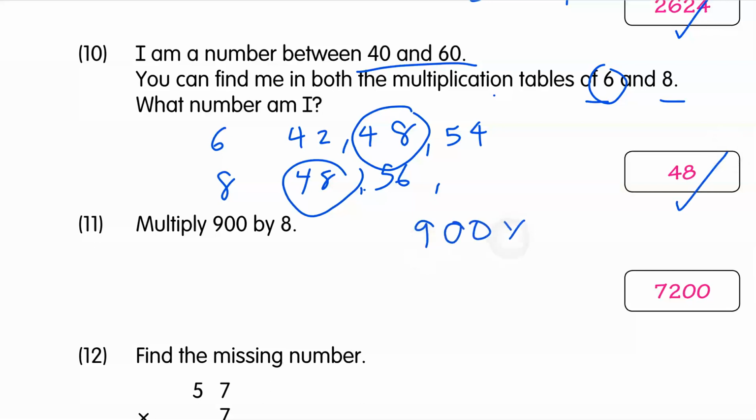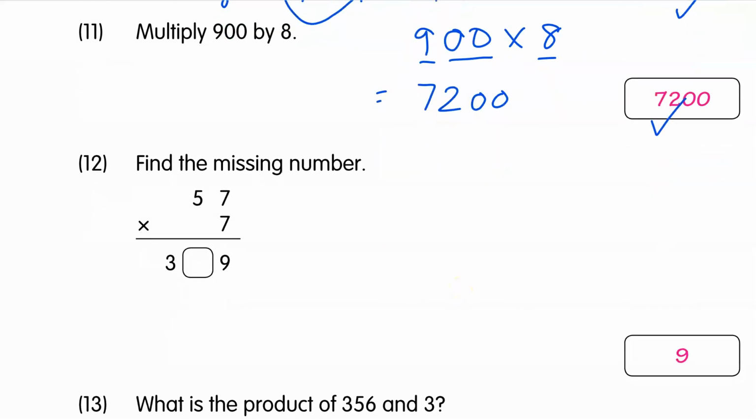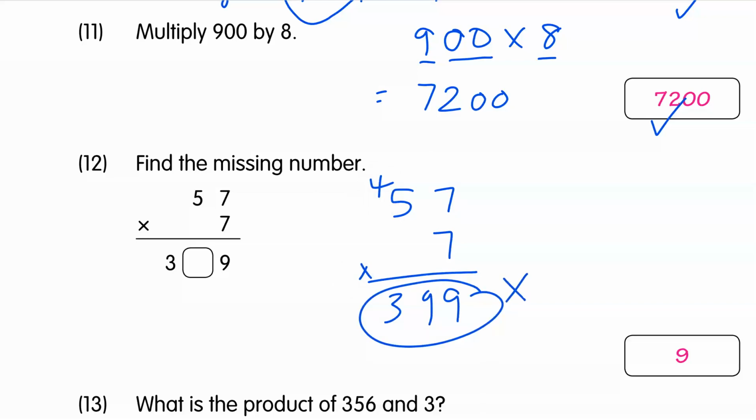900 times 8. Remember, 9 times 8 is 72, right? Because it's 900, you just add 2 zeros. Next, find the missing number. So what you do is just get this 7 times 7. 7 times 7 is 49. 5 times 7 is 35 and 4 is 39. Now, never leave your answer as this, alright? Your answer has got to be the digit in the box, which is 9.